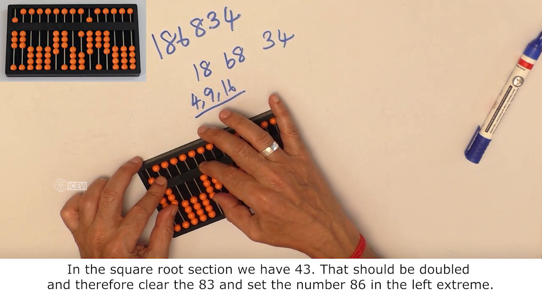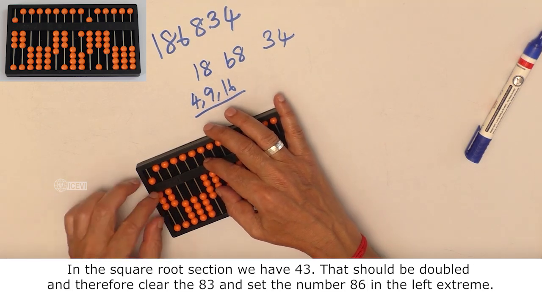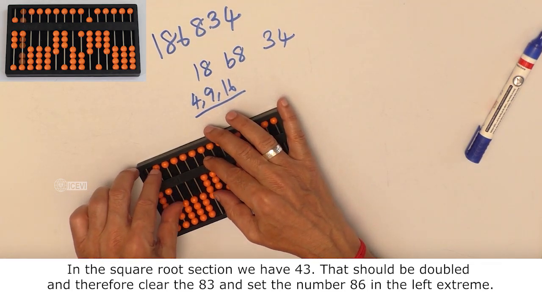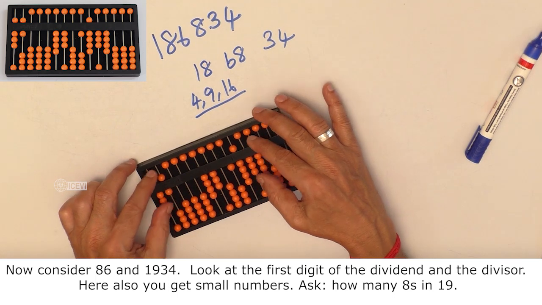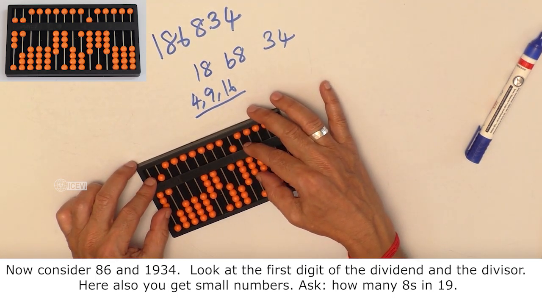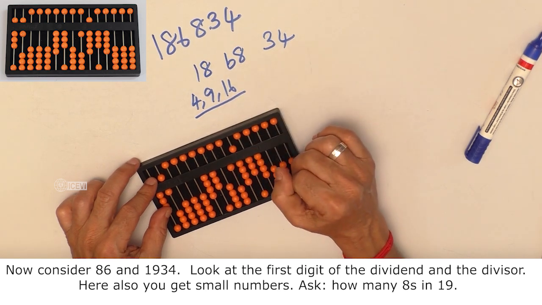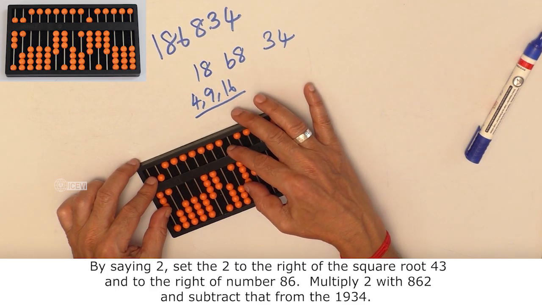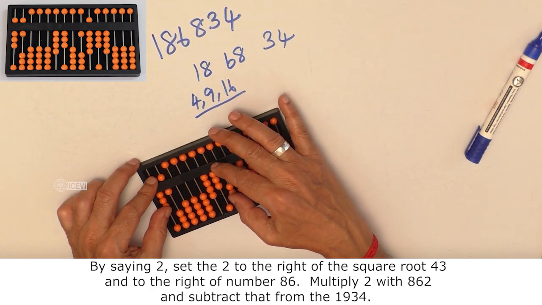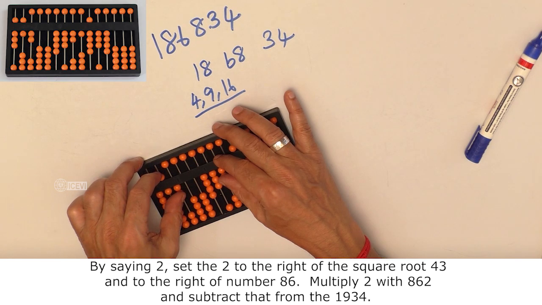Look at the square root now. In the square root section, we have 43. That should be doubled, and therefore clear 83 and set 86 in the left extreme. Now consider 86 and 1934. Look at the first digit of the dividend and the divisor. Here also you get small numbers. Ask how many 8s in 19? By saying 2, set 2 to the right of 43 and to the right of 86.